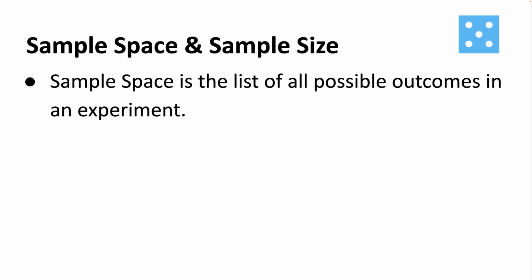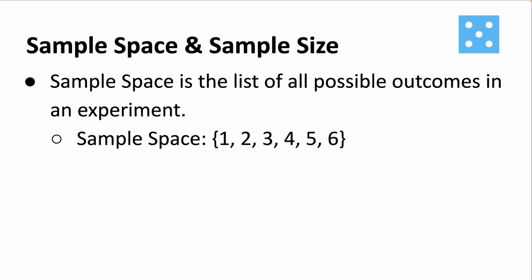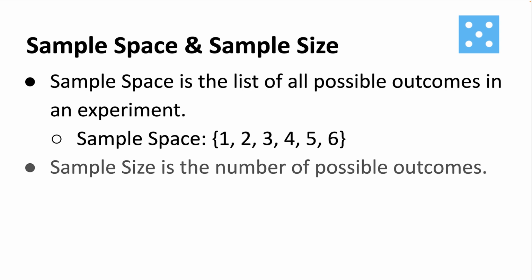Now let's talk about the sample space and sample size. These are common definitions that we use when talking about probability. The sample space is the list of all possible outcomes in an experiment. So continuing with our die example, our sample space would be 1, 2, 3, 4, 5, and 6. Those are all the possible numbers we could roll if we roll a single die. The sample size is the number of possible outcomes. So since there are 6 numbers that the die could land on, our sample size is 6. We usually represent the sample size with the letter N.